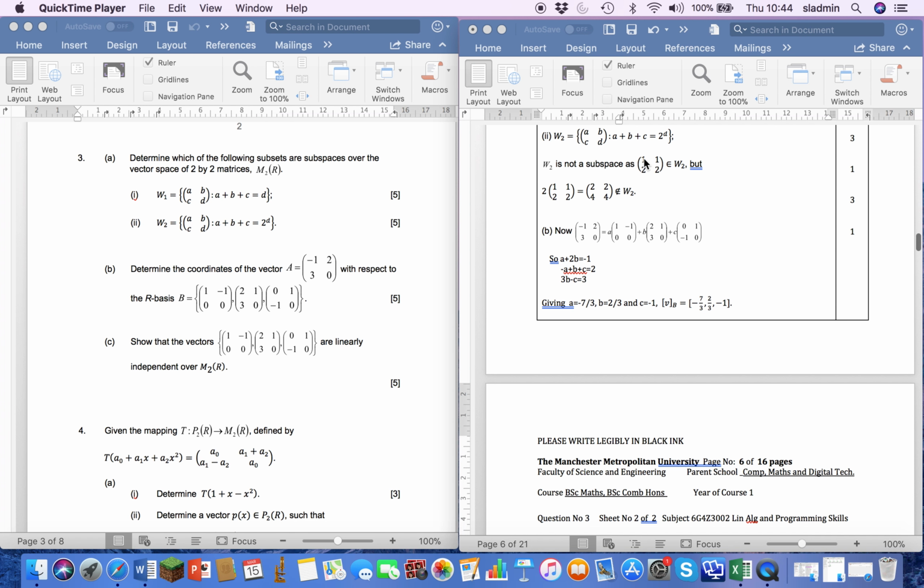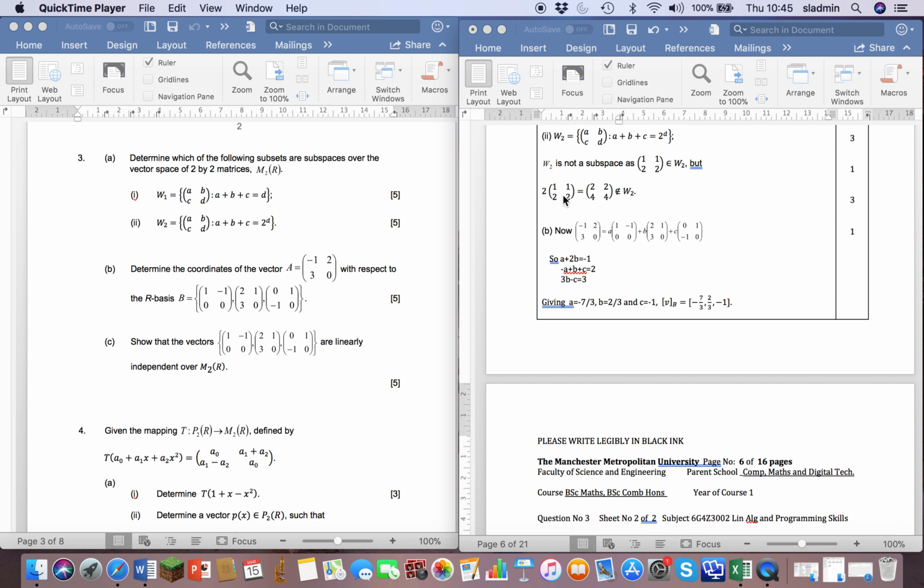Now for W2, we're going to show that this is not a subspace. So first of all, we show W2 is non-empty because the vector (1, 1, 2, 2) does belong to W2, because a plus b plus c is 1 plus 1 plus 2, which gives you 4, which is the same as 2 to the power 2. So this vector is in W2.